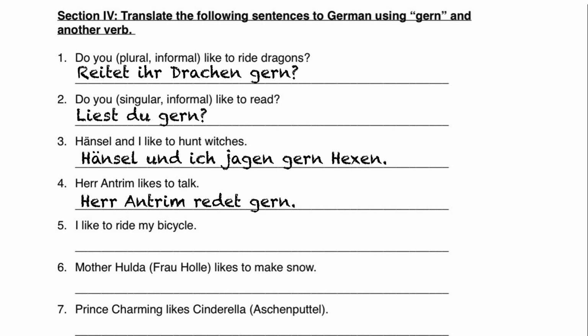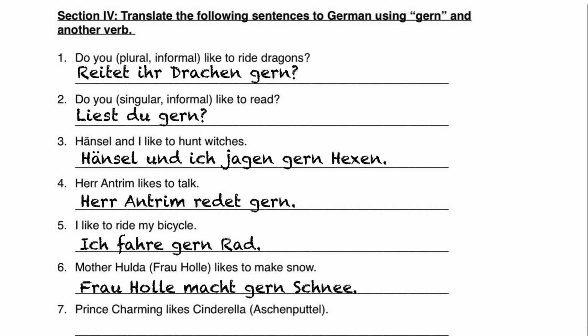I like to ride my bicycle. Ich fahre gern Rad. I like to ride bicycle. Mother Hulda, which is Frau Holle in German, likes to make snow. So we would say, Frau Holle macht gern Schnee.